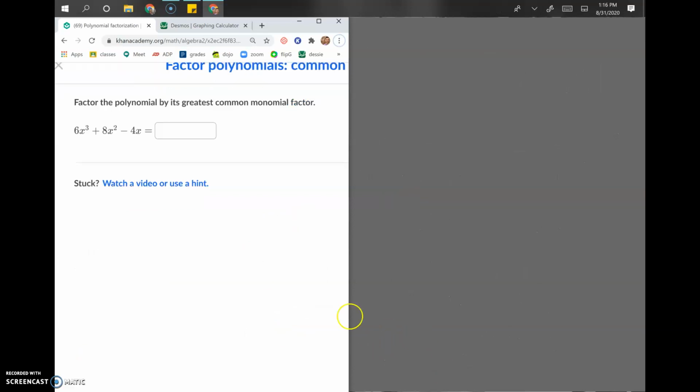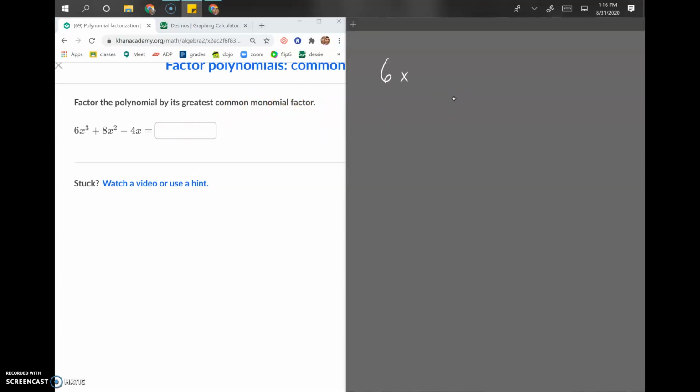Question number 2. Factor the polynomial by its greatest common monomial factor. So we're doing the same thing we just did. We got 6x to the third, which we know is the same thing as 2 times 3 times x times x times x. We've got positive 8x squared, which the prime factors would be 2 times 2 times 2 times x times x. 2 times 2 is 4 times 2 is 8, yeah. And then we've got negative 4x. The prime factors here would be 2 times 2 times negative 1 times x.